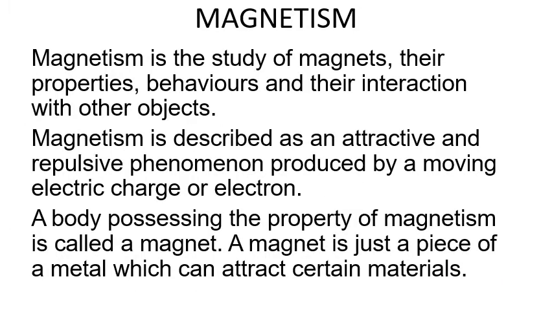Magnetism. Magnetism is the study of magnets, their properties, behaviors, and their interaction with other objects. Magnetism is described as an attractive and repulsive phenomenon produced by a moving electric charge or electron. A body possessing the property of magnetism is called a magnet. A magnet can also be defined as a piece of metal which can attract certain materials.